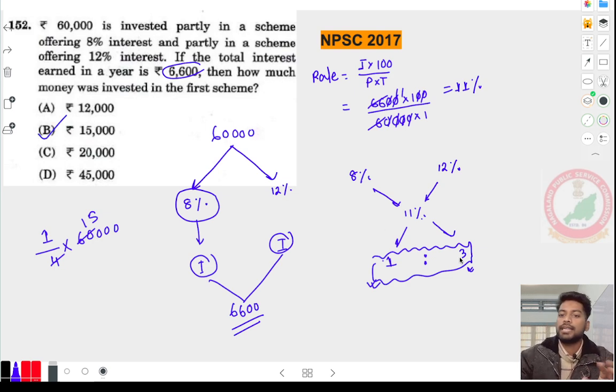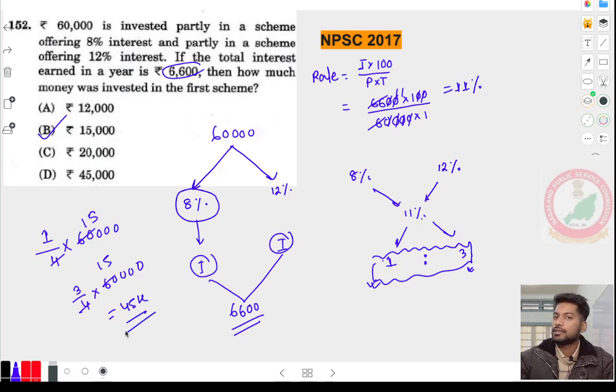If they had asked how much money you have invested in the second scheme, then it should be 3 by 4 into 60,000, because 3 units of money, or 3 ratio of money, we are investing. So 15, 3 15 is 45. So 45,000. Got it? Easy. Chalo, this is called allegation. Just remember how to do it. You have to compare using the butterfly format. I'll teach you everything when we will be learning the concepts. For every chapter I'll be teaching everything.